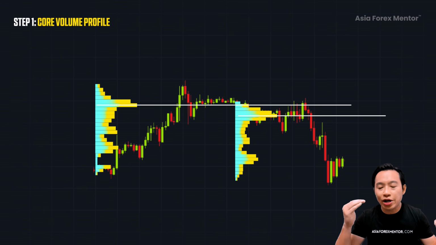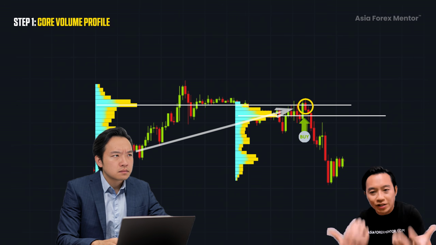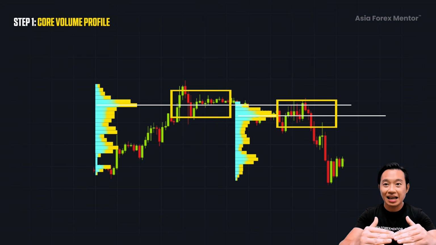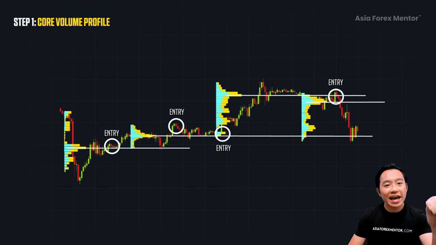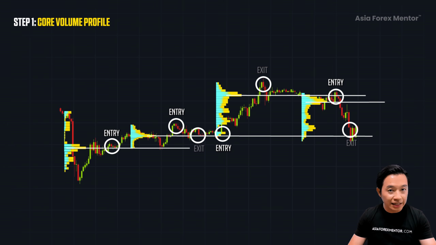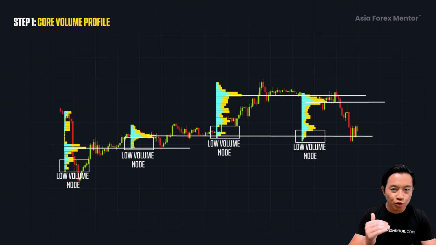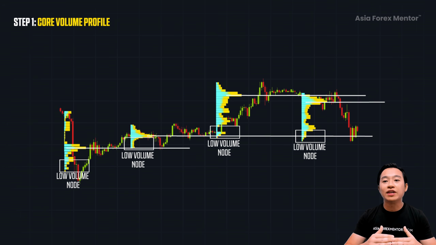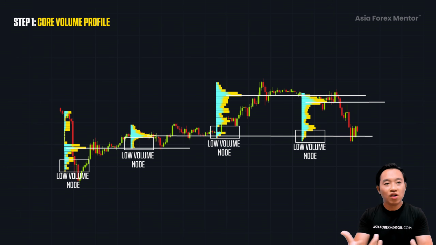Because why? A lot of traders are looking at those levels. A lot of buyers think, okay, this is a place to buy. A lot of sellers also think, okay, this is a place to sell. That's why those areas are high volume areas. So now, this gives you what? Your entry or exit opportunities. On the other hand, a low volume node is like an empty space. Price often cuts through those zones quickly because there's no real resistance or support there.